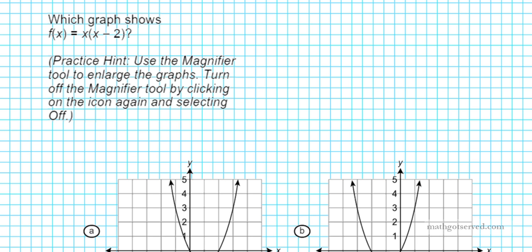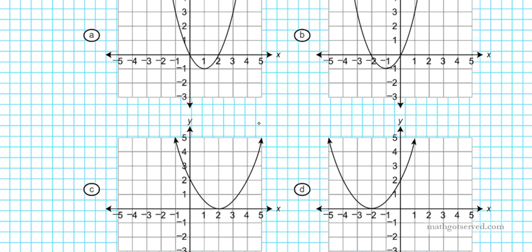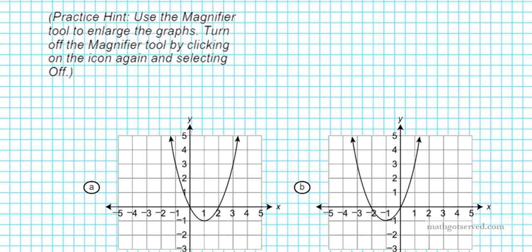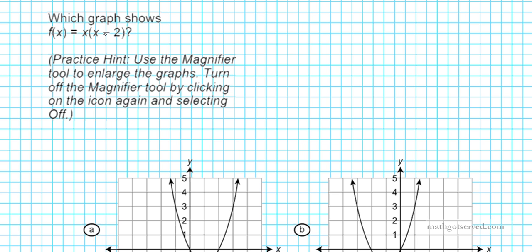All right, let's take a look at question number 4. It says, which graph shows f of x equals x times the quantity x minus 2? So we have 4 different graphs here to select the right one from. If we're given a function in a factored state like this, completely factored, the fastest way to graph the function is by making use of the x-intercepts, or the zeros of the function. What x value causes the function to attain a value of 0?